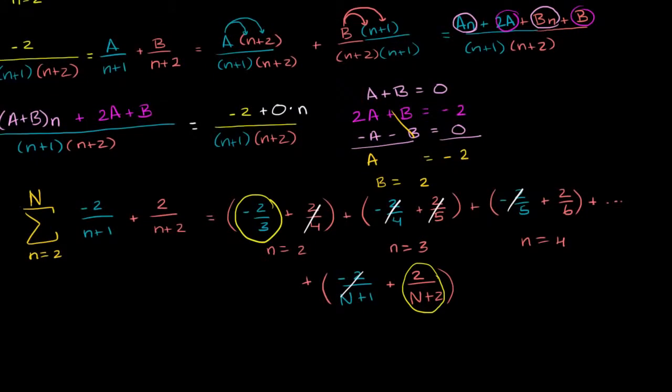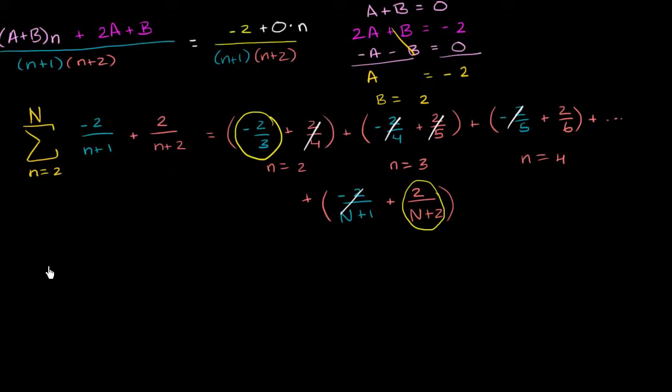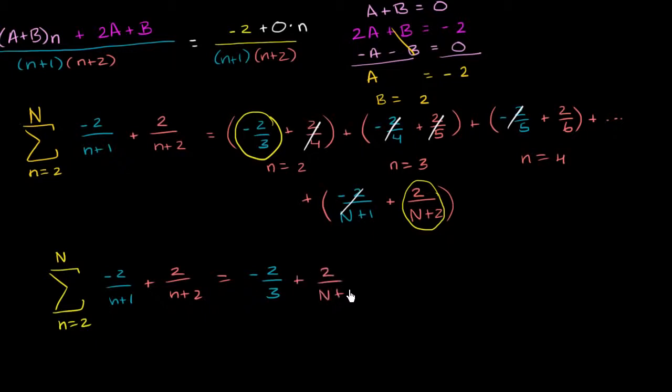So let's rewrite that. This thing can be rewritten as the sum from lowercase n equals 2 to capital N of negative 2 over n plus 1 plus 2 over n plus 2 is equal to, well, everything else in the middle canceled out. We're just left with negative 2/3 plus 2 over capital N plus 2. So this was a huge simplification right over here.